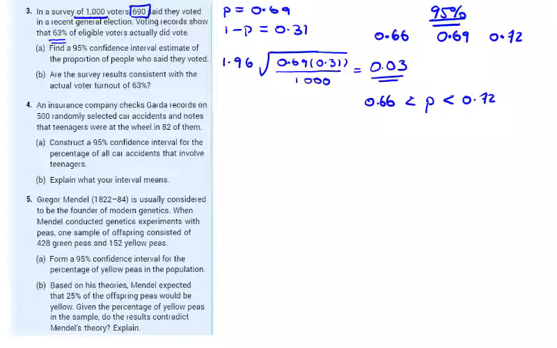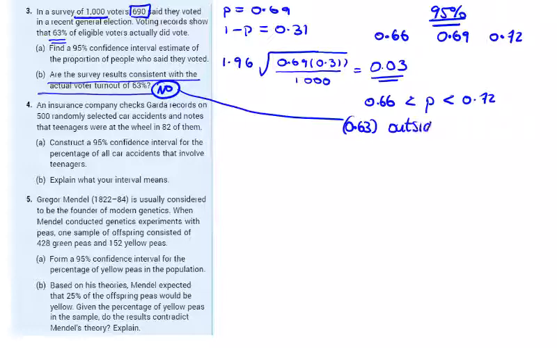So are the survey results consistent with the actual voter turnout? We can say no here. That's not what we see. 0.63 is outside this interval.